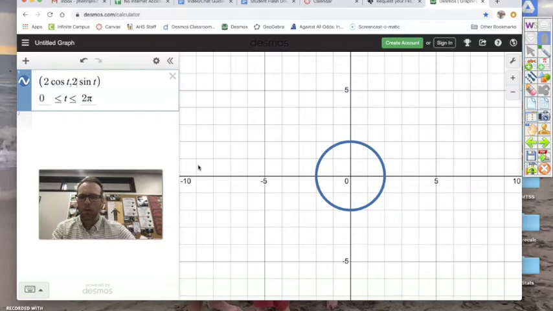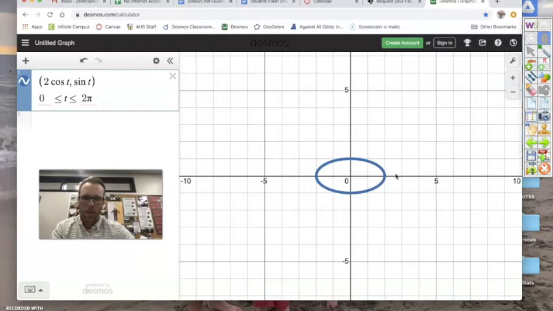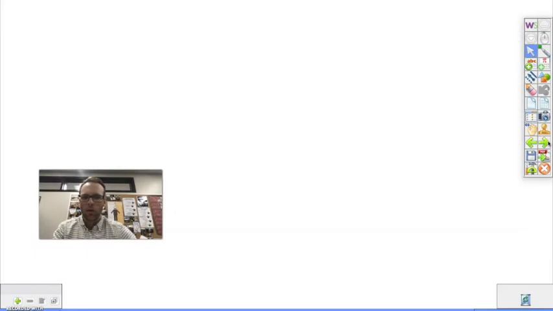We were just multiplying it by 2, but did you notice when it was like that? Now it's an ellipse, isn't it? This is 2 times the cosine of the angle for the x-coordinate, and the y-coordinate is just the sine of the angle. So you can do really interesting things. Now let's get back to our wheel problem.